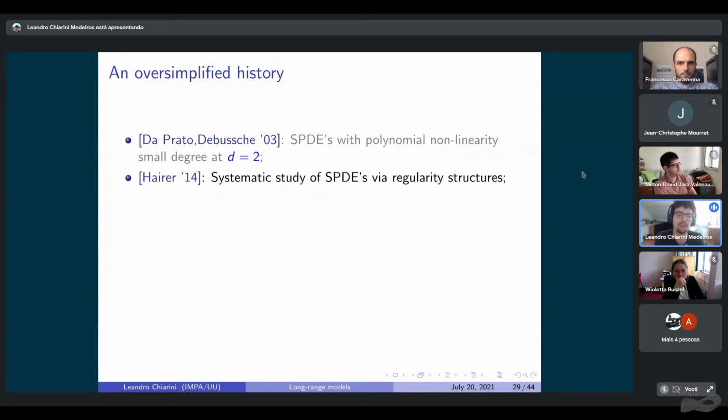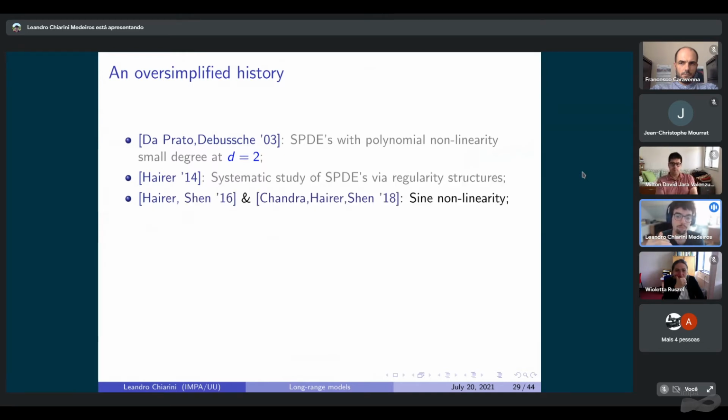Here I'm skipping a lot again and going straight to Martin Hairer's article on a theory of SPDEs that gave a more systematic study of regularity structures, and here I really skipped a lot of things. For our purposes, until this point, most SPDEs that I know of that have been given a good mathematical context had a polynomial kind of nonlinearity, even if it was a polynomial on the derivative or something of the sort. So in Hairer–Shen and later on Shen–Hairer–Shen, they study a sine kind of nonlinearity.